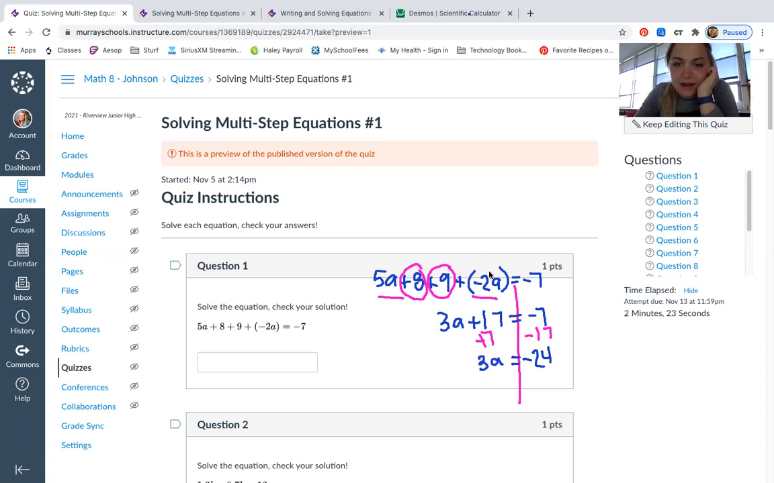Last step to get a all by itself is to divide by 3. Divide by 3. Over here, dividing by 3 gives me 1, and I end up with a equals negative 24 divided by 3 is negative 8.